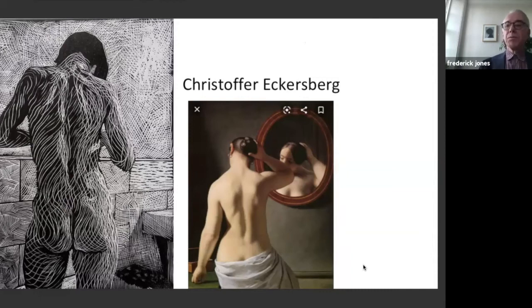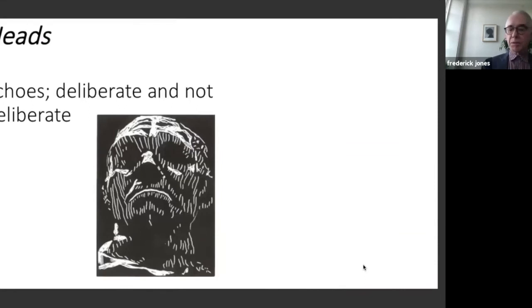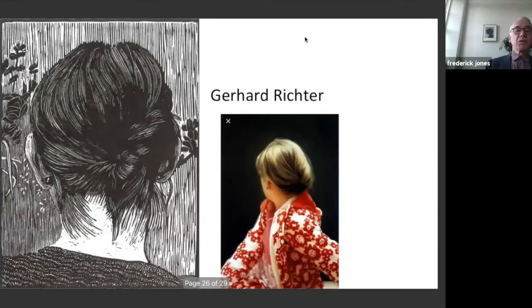Heads and more echoes, some of them deliberate and some of them not deliberate. Gerhard Richter's painting of his daughter, she's momentarily looking away, aside. That's just a fragment of time. I've known the painting for a long time, but I kind of not consciously kept it on my mind.